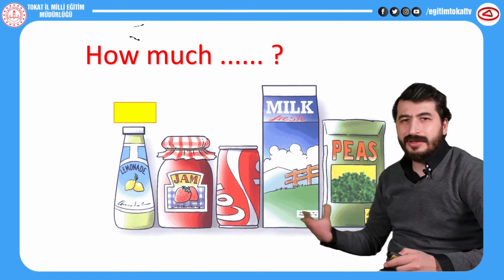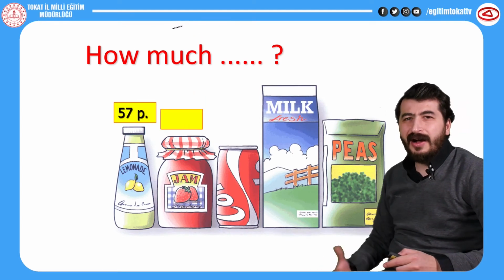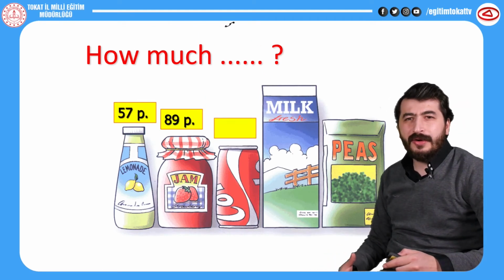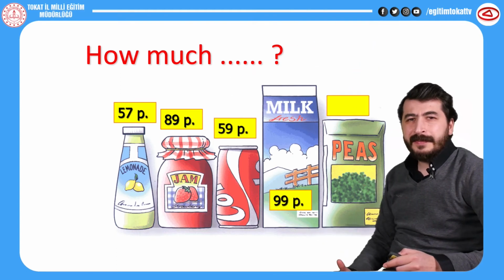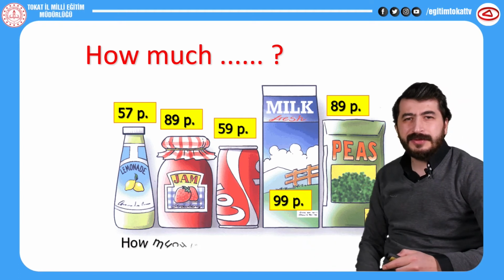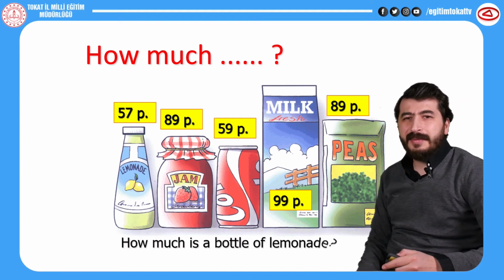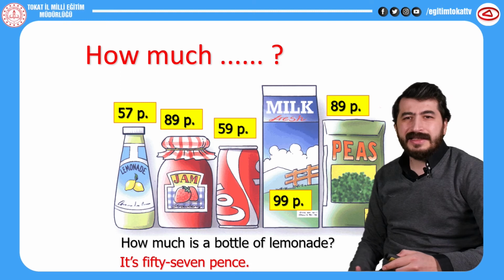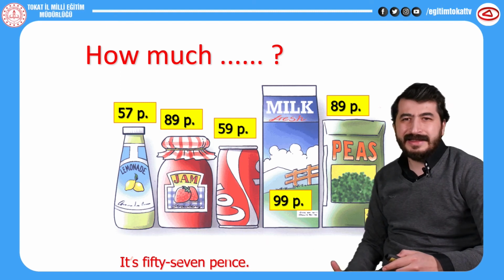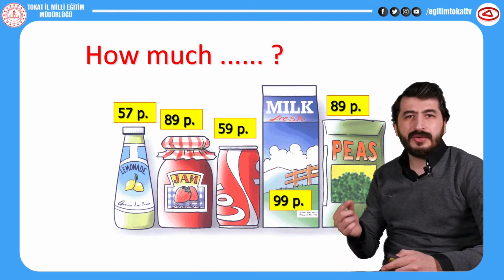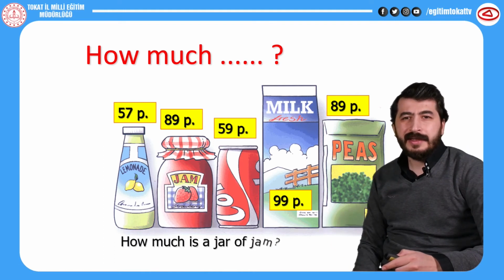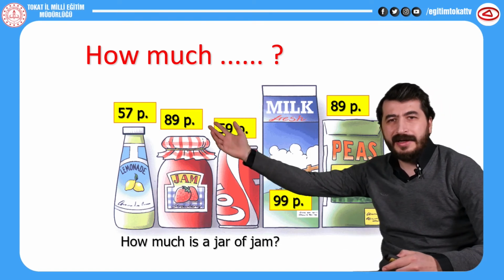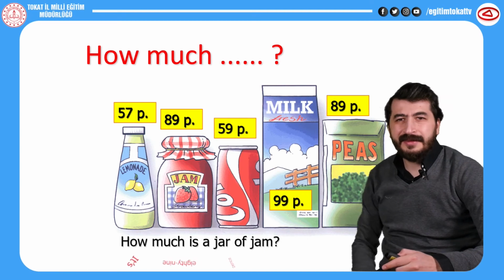Now let's talk about their price, how much cost of the materials here, or drinks, food. How much is a bottle of lemonade? It is 57 pence. Pence like kuruş in Turkish, pence. How much is a jar of jam? Here, how much? 89 pence.